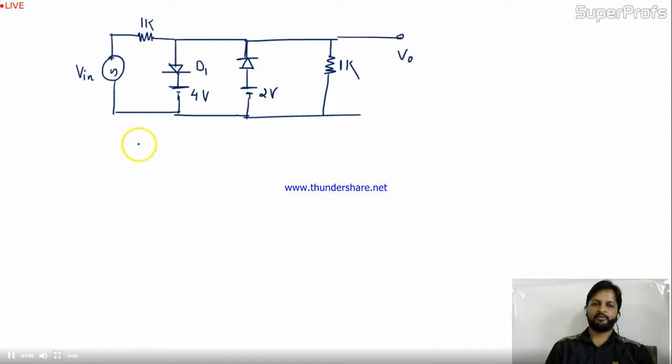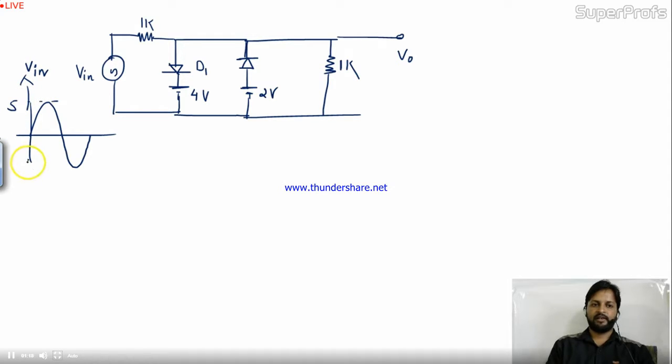Here I am taking V output, and the V in is given as a sine wave from 5 to -5. So this is the maximum value. This is about V in. Maximum value is 5 and the lower value is -5. So V in is given. I have to draw the waveform for V naught. So this is the clipping circuit. These diodes are going to be used for clipping the V in waveform. Okay, so let's start the problem now.